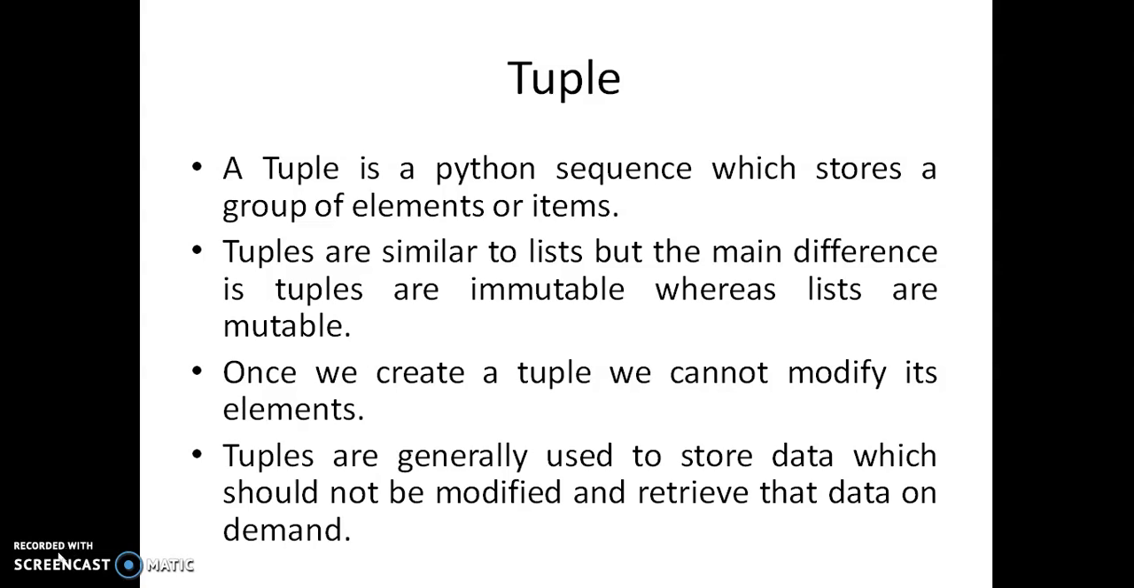Another main difference between the tuple and the list is that tuples are immutable, whereas lists are mutable. Immutable is nothing but it cannot be modified. Once you have created the tuple with some elements, those elements cannot be modified. We can retrieve the elements from the tuple, but we cannot modify the values in the tuple. So this is a one-time creation of the tuple. Once we create it, we cannot modify the elements. This is generally used where the data should not be modified. There we can use tuples.